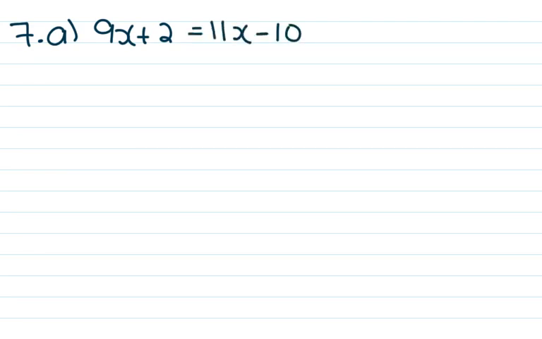All right, number 7. Solve and verify each equation. A, 9x plus 2 equals 11x minus 10. So I want to get all the x's onto one side so that I can solve for x. So first I'm going to take away 9x from both sides. So now I'm left with 2 equals 11x minus 9x, which is 2x, minus 10.